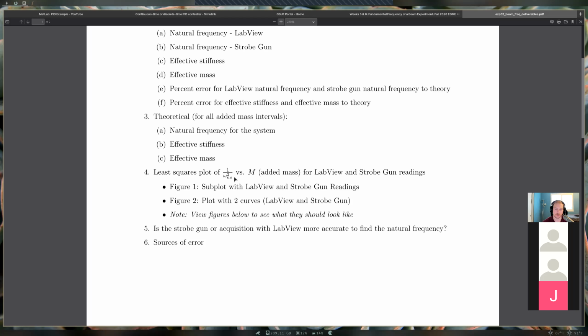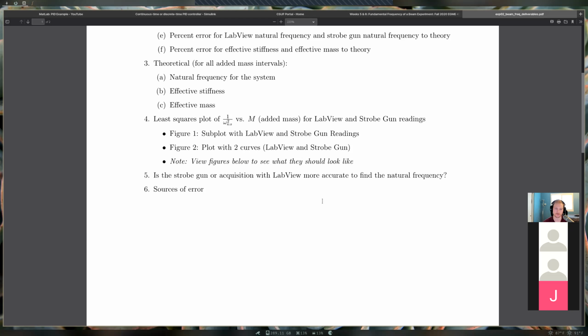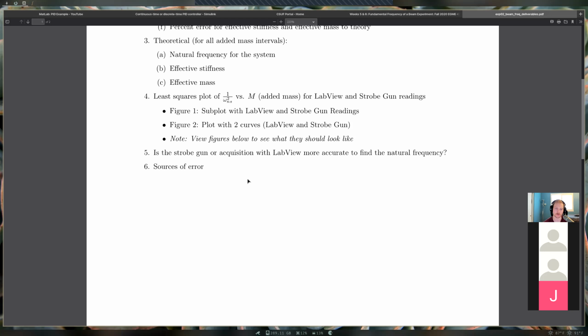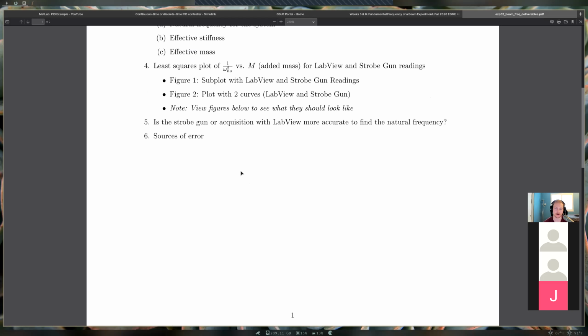All right, so that's the plot right there, and I specify both of those figures that I want to see. And then we have a question here: is the strobe gun or acquisition with LabVIEW more accurate to find the natural frequency? So you'll talk about this, mostly in your discussion, this question right here, and sources of error. You're going to go over that in your discussion as well.